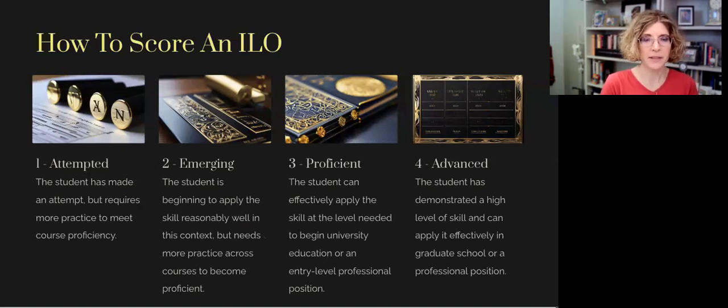A 3 should be given if you're like, yes, they have this. They can apply the skill. I'm happy sending them off to ASU or another university. I'm happy for them to be starting their professional career. They will represent us and their knowledge well, and we have done our job. That's a 3. A 4 should be used very sparingly. A 4 is, we have bachelor's programs, like they're done with their bachelor's. They're going to grad school. They're going into a mid-level professional position. So a 4 is like they are exceptional.